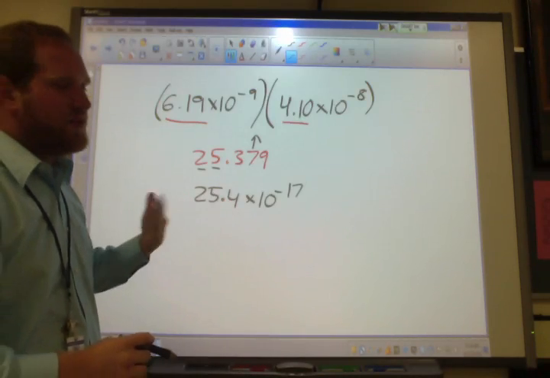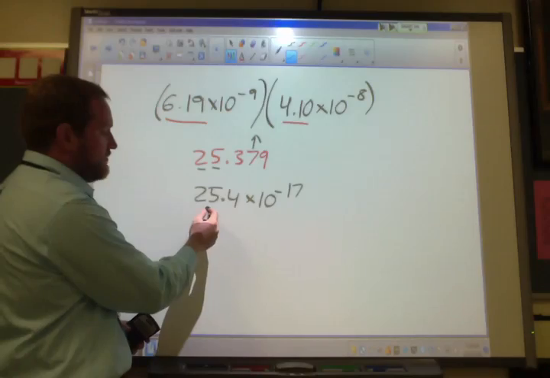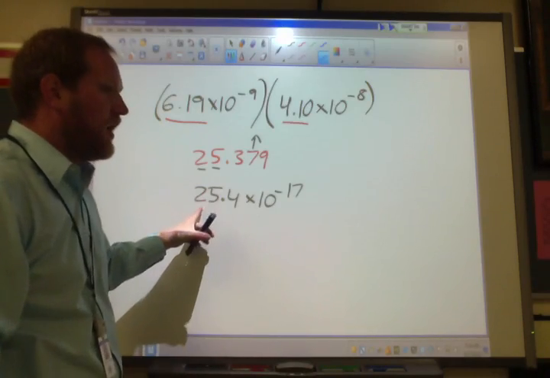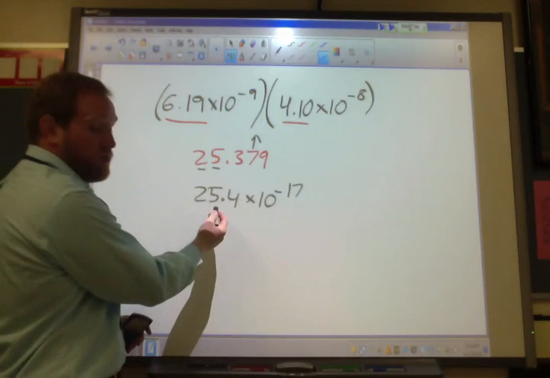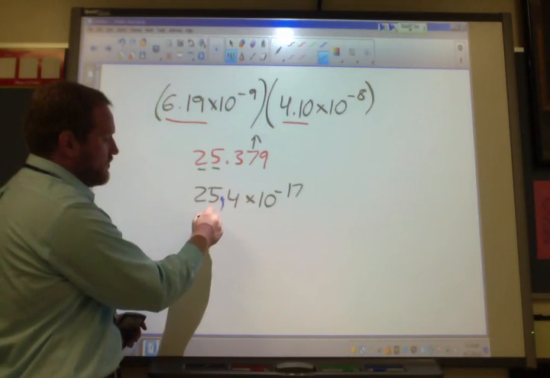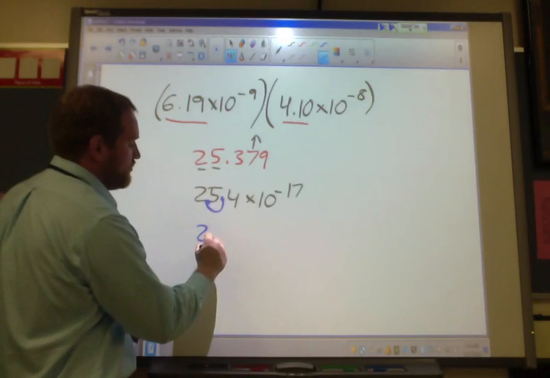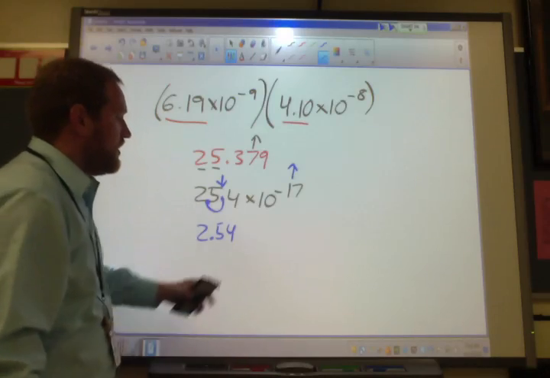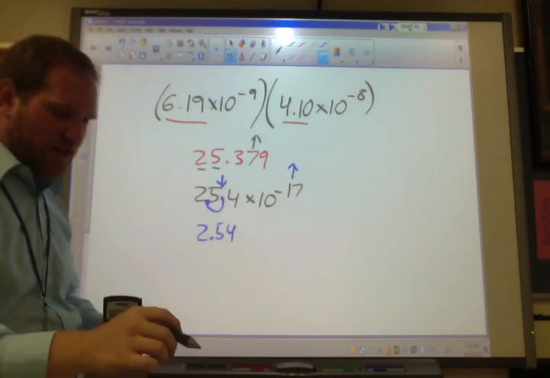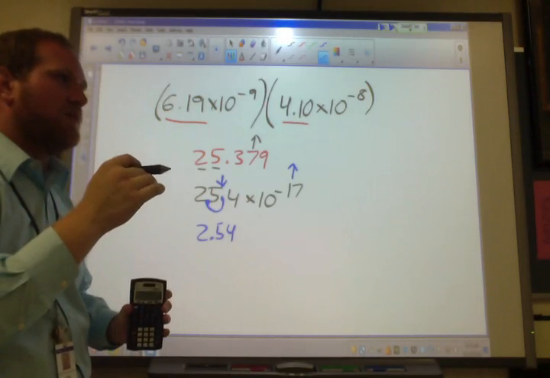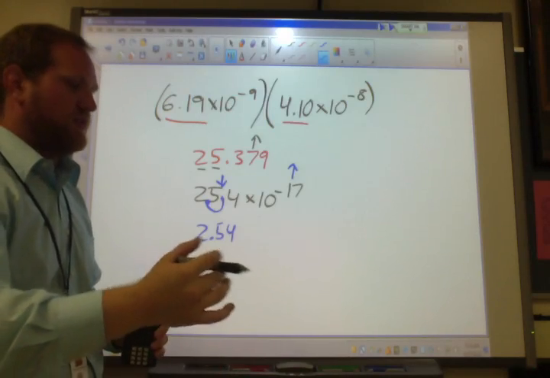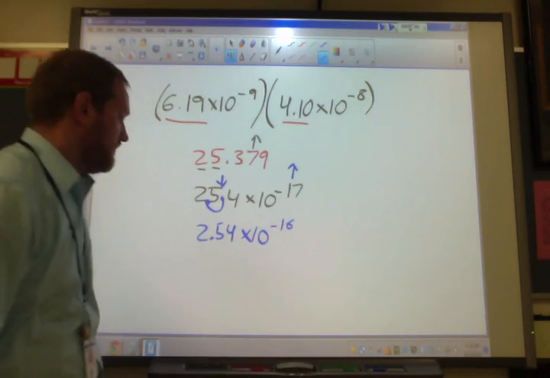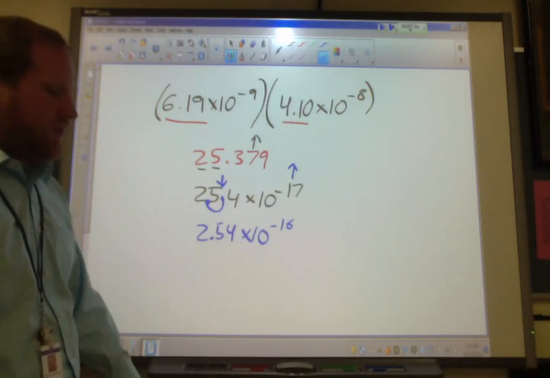Mathematically, this is fine, but it's not proper scientific notation. This number needs to be between 1 and 10. So what we do, I like to say 1 up and 1 down. One of these numbers has to go up, one has to go down. So since this is too large, this is going to go down. We're going to move the decimal point to make it go down, 2.54. So since this side went down, this side has to go up. Tricky again. If you have negative 17, we're going to bring that up. So we're going to make it negative 16. Because negative 16 is larger than negative 17. Okay? So that's what your answer should look like.